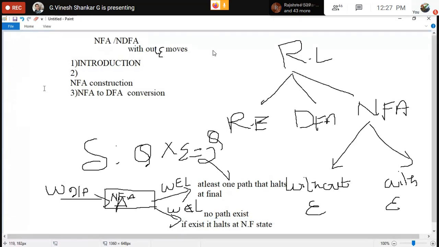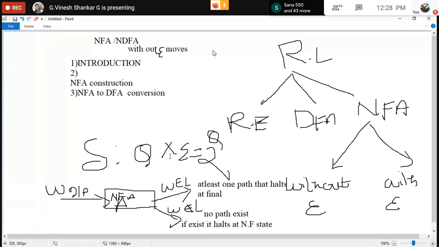Okay, see here. Normally we are going to discuss NFA without epsilon moves now. First the introduction part, then NFA construction, then NFA to DFA conversion. When we had a regular language, we saw the regular expression. The regular language generates the regular expression, and we also designed a DFA for the regular language. Now we are going to see one more model, called NFA, a non-deterministic finite automata. NFA means non-deterministic finite automata, or you can write NDFA, but mostly we prefer NFA. So, without epsilon moves and with epsilon moves: without taking epsilon into consideration, and with taking epsilon into consideration, we are going to construct NFA.